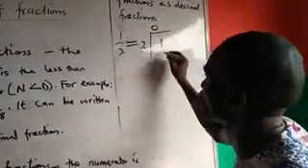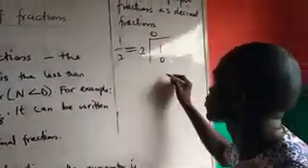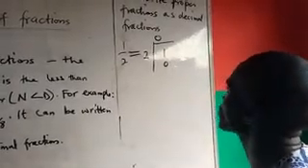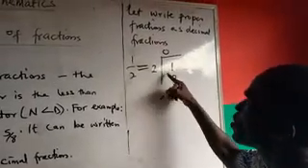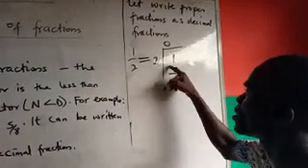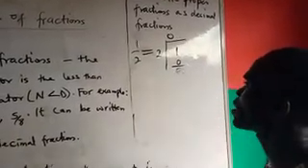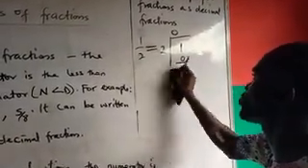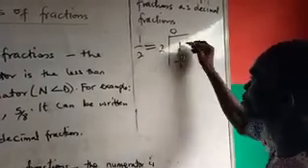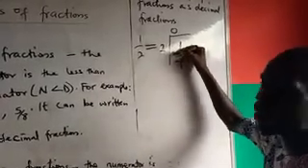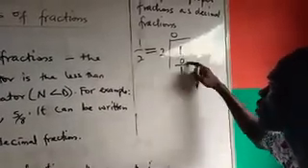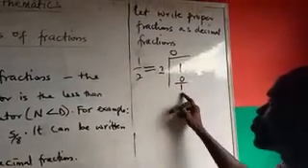0 times 2 is 0. If I minus, there is always an invisible minus at this point here. 1 minus 0 is 1, because there is always an invisible minus at this point here. 1 minus 0, 1.